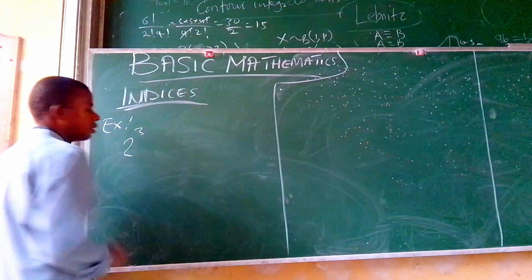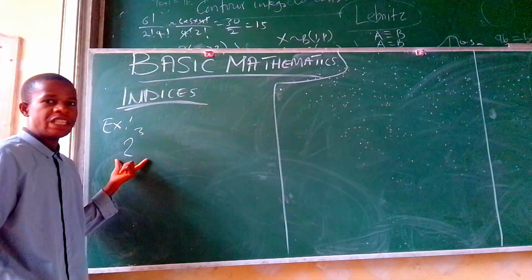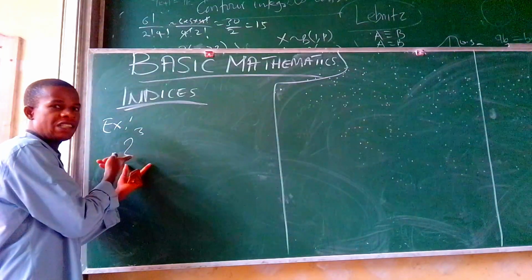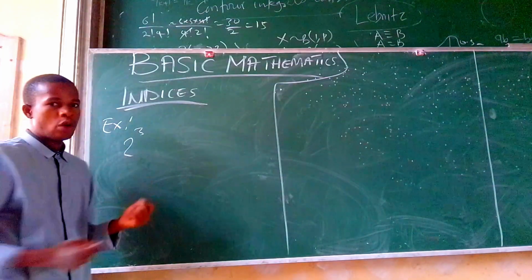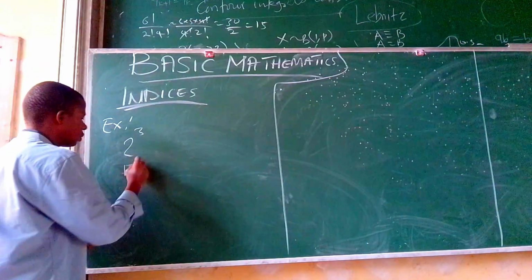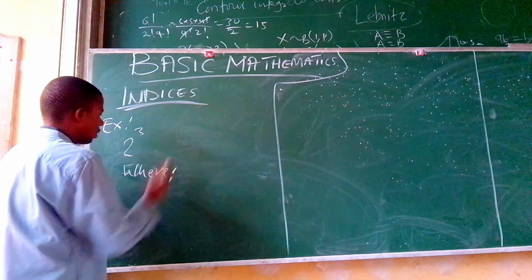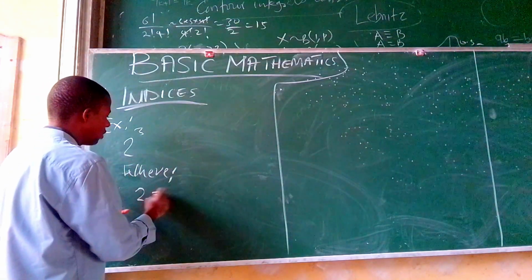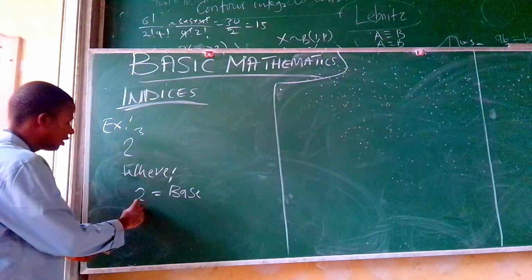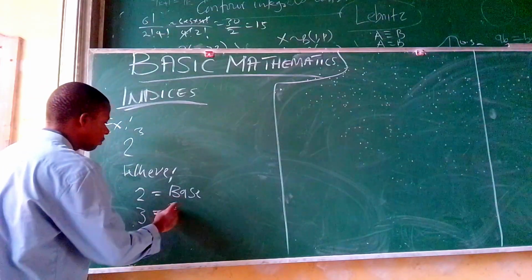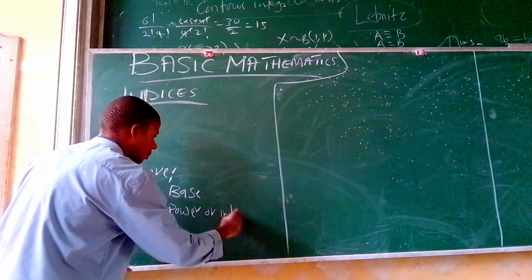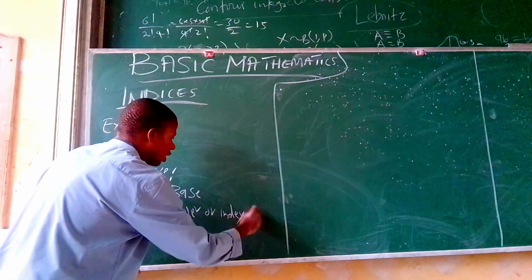For example, if we have 2 raised to the power of 3, it is a form of indices, because the power 3 is telling us how many times 2 can be multiplied by itself. So that is what indices is all about. In this case, 2 is called the base, and 3 is called the power, or the index, or the exponent.